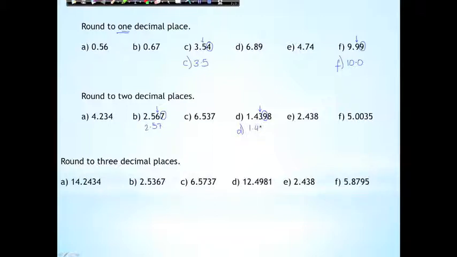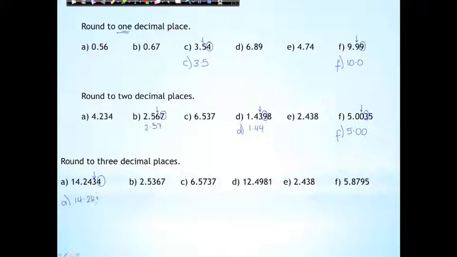Okay, for F, we've got 5.0035. My second decimal place is here, and the 3 is the one that tells me whether I round up or down. Because it's a 3, we round it down to 5.00. Okay, I'm rounding to 3 decimal places. For the first one, we've got a third decimal place. The one afterwards tells us whether we round up or down. Because it's a 4, we're going to round down to 14.243.